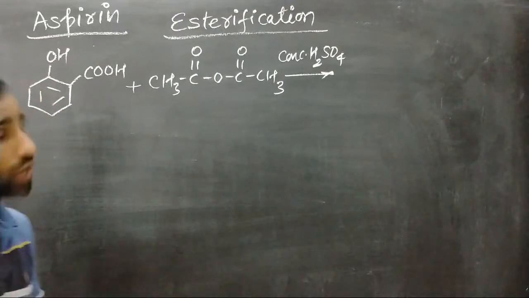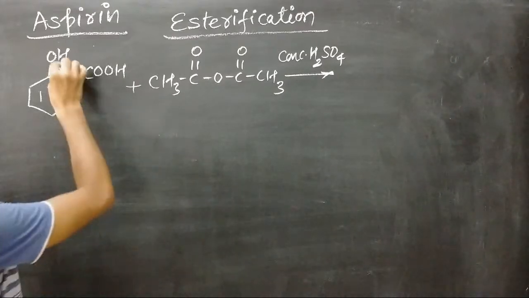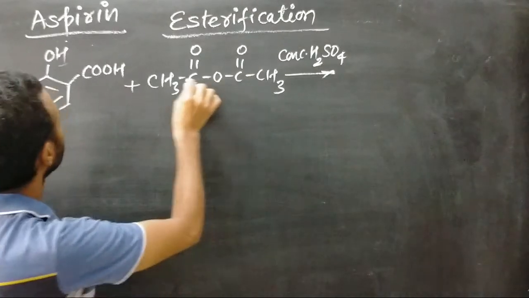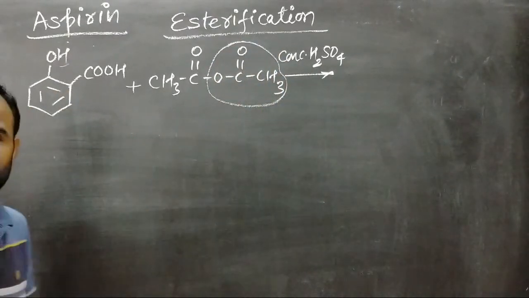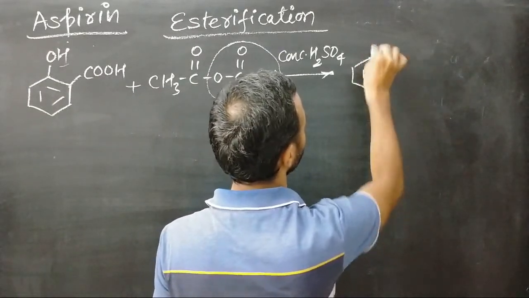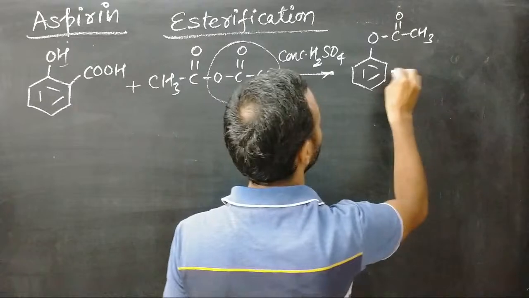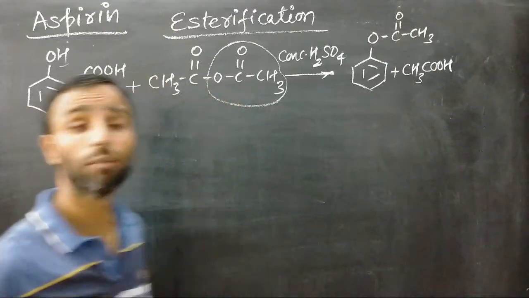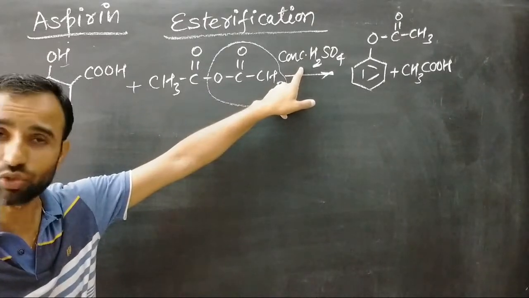Even acid chloride can be used. You know, H plus from phenol and OCOCH3 from acetic anhydride. So products formed are OCOCH3 along with acetic acid under completely anhydrous condition, because we use concentrated H2SO4.